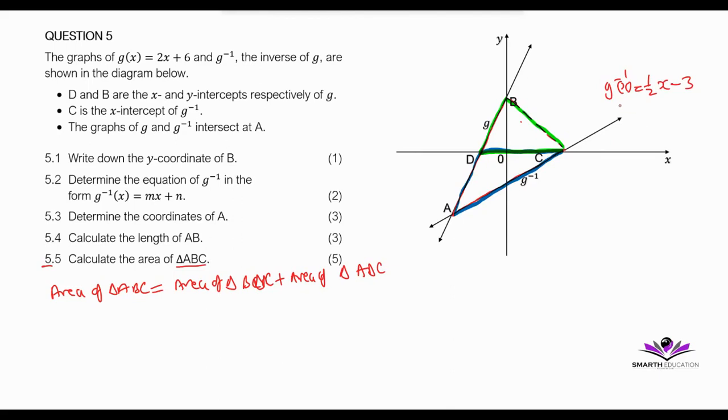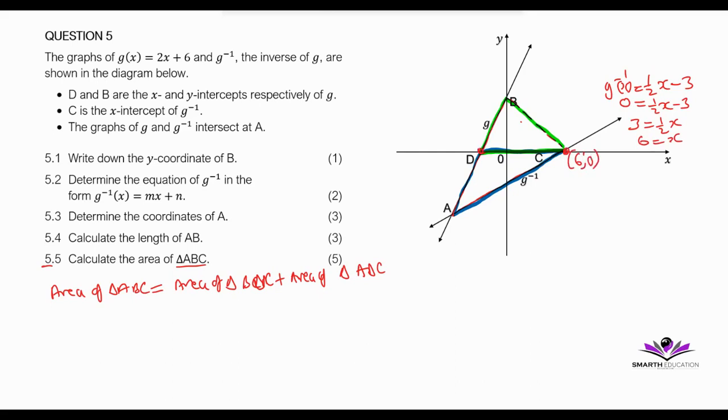And then from here we can say find the x-intercept of the inverse: 0 is equal to 1 over 2x minus 3. Then 3 is equal to 1 over 2x, multiplied by 2 on both sides of the equation. 6 is equal to x. So the coordinates of C are 6, 0.